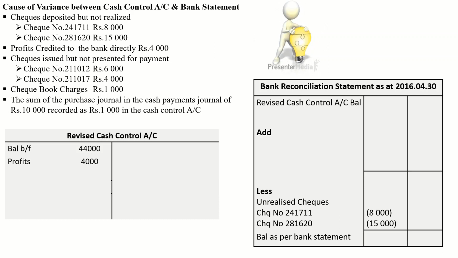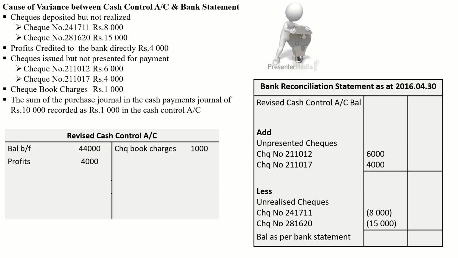Following that, checks not presented. So you need to add them to the revised control account balance in the reconciliation statement. So checks not presented: check number 211,012 of rupees 6,000 and 211,017 of rupees 4,000. Then the bank charges, which you need to credit in the control account. So revised cash control account, credit bank charges of rupees 1,000, and then the purchase journal total of 10,000 recorded as 1,000 in the control account. So in order to adjust, you need to credit 9,000. So revised cash control account, credit purchases 9,000.